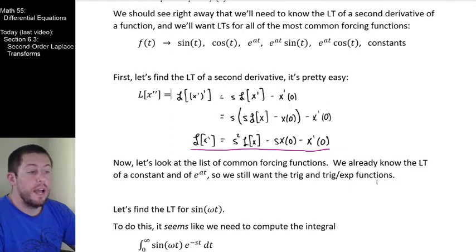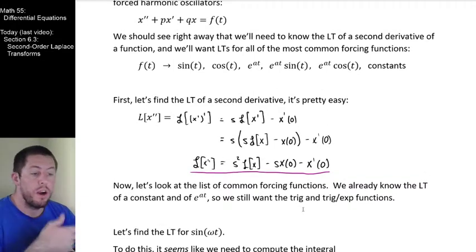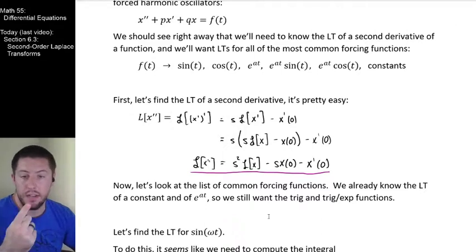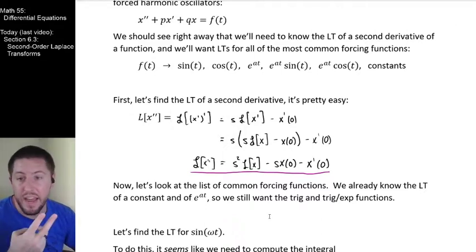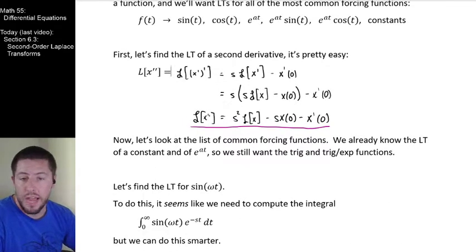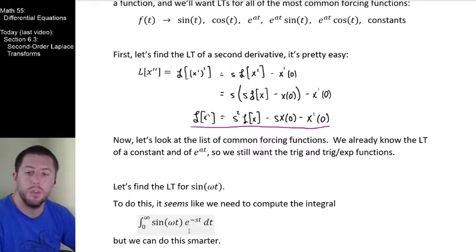So now let's look at the list of common forcing functions, right? We already know the constant and the e to the at, so we still need to figure out sine and cosine, and we still need to figure out sine and cosine with the exponential. So those are our 4 remaining. So let's go ahead and find our Laplace transform of sine of omega t. It seems like what we need to do this would be our Laplace transform function right here. This is exactly what it should be equal to.